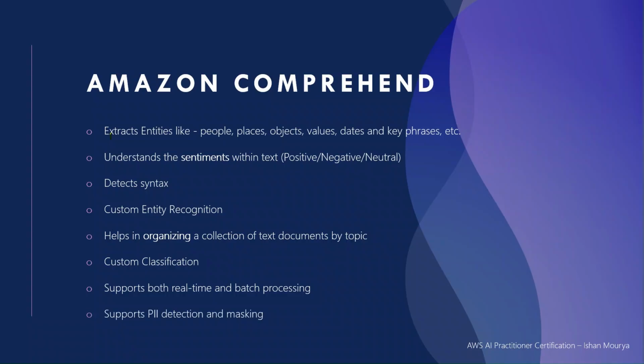And it also supports PII detection and masking. So if any personally identifiable information like email ID, location, or card number is there within the document which you have entered, it can mask it also. Okay. So that's all about Amazon Comprehend.